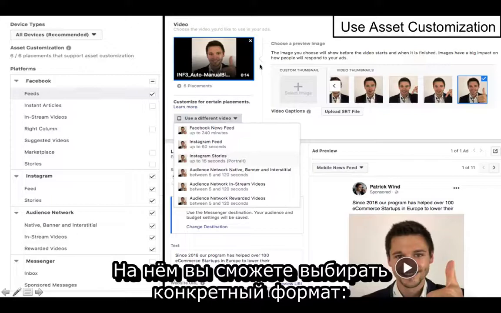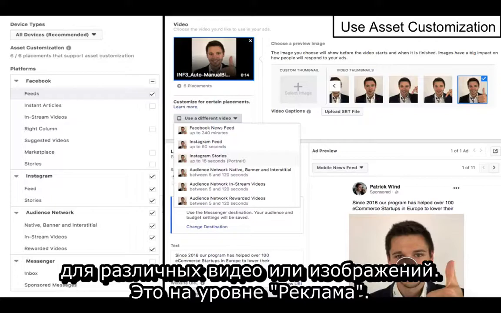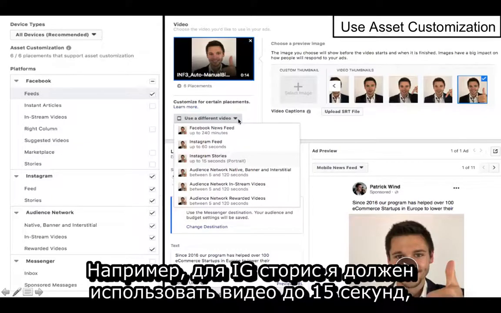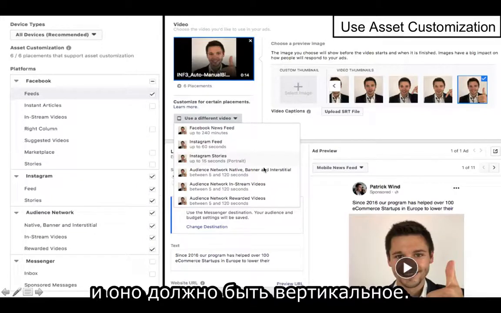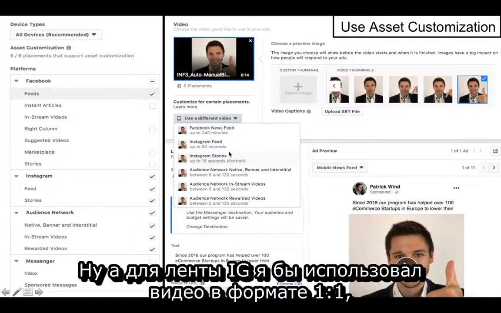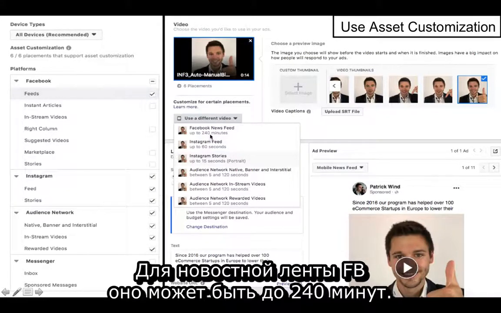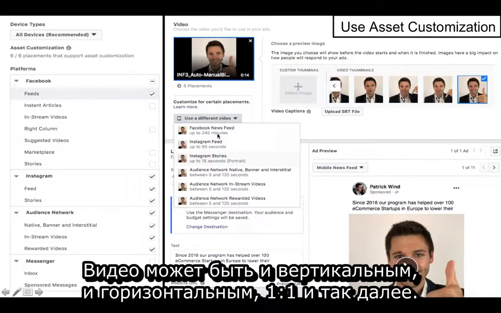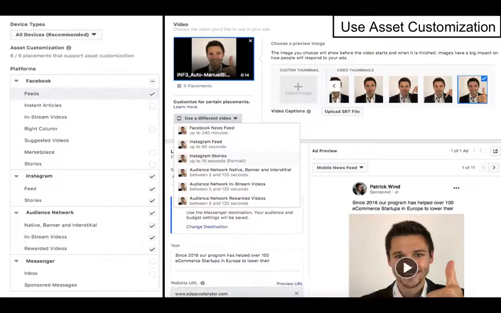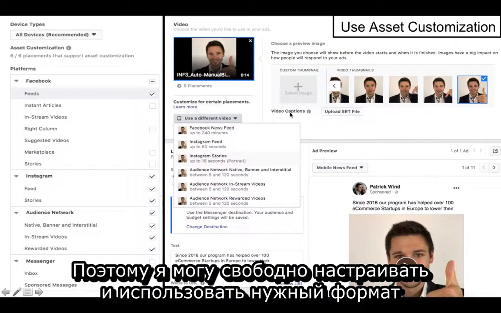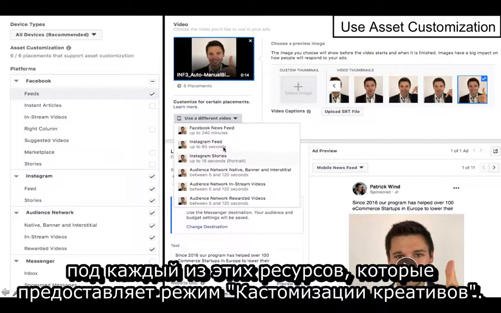On the right side, you see what happens then on ad level. On ad level, you can choose one specific format or even a different video or different image, so customize for a certain placement. For example, for Instagram Stories, I have to use a video that's up to 15 seconds and should be portrait, so vertical. However, for Instagram feeds, I would like to use a one-on-one, for example, video, and it can be up to 60 seconds. On Facebook newsfeed, it could even be up to 240 minutes. And it could be vertical, horizontal, squared, whatever. So I can really play around and use the right format for each of these assets, which is eligible for the asset customization.